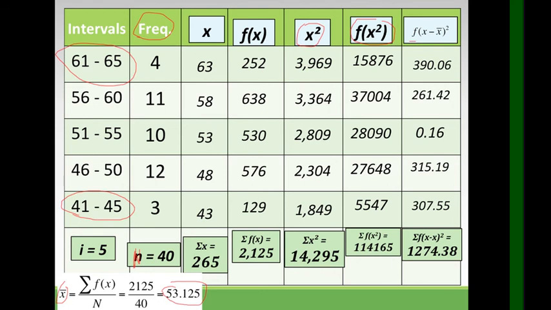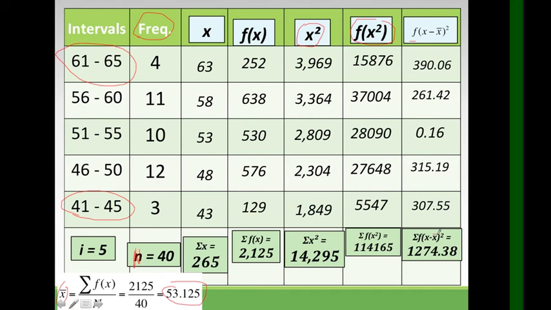So in my class, I always ask them to write in this portion yung 2 decimal places, and is enough. Then after that, you can get the total and you will have 1,274.38. Okay, as the summation of f of x minus mean. So that's mean, hindi siya x lang. So meron siyang bar sa taas, squared.